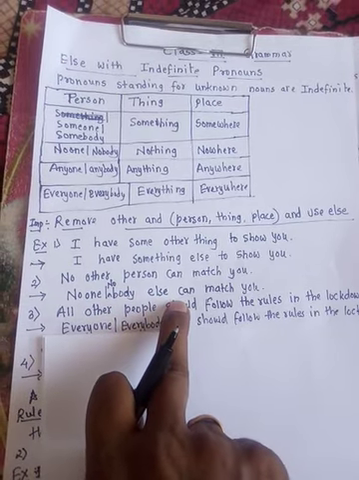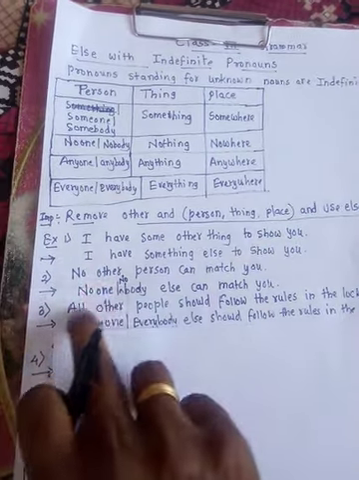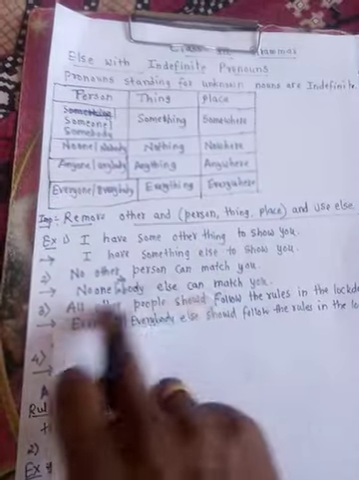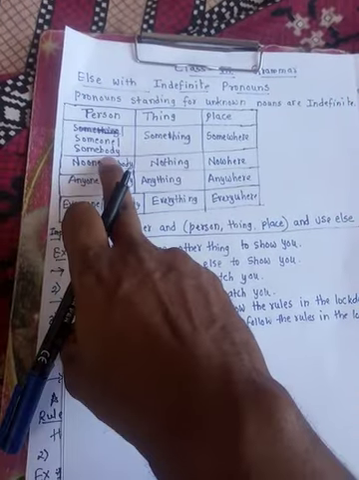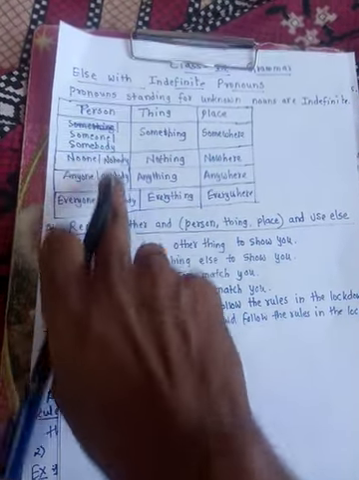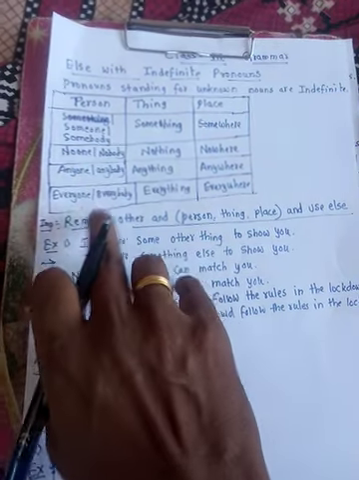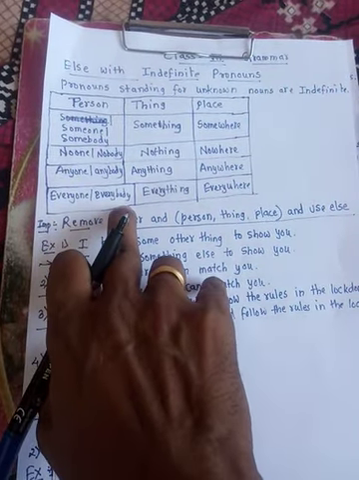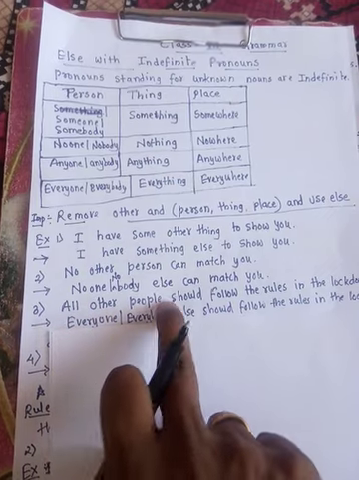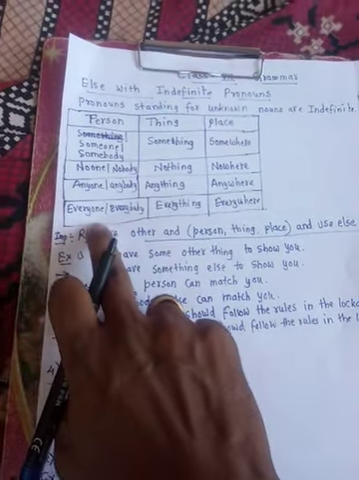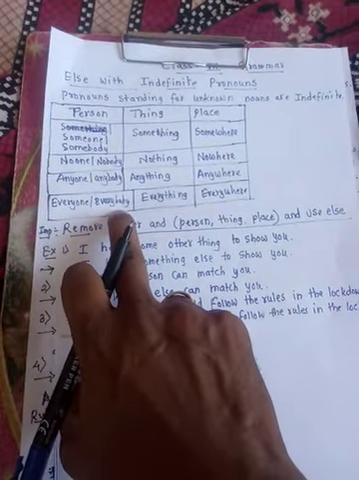Now which word is similar to this phrase in this table? All other people. Can we take someone? No, it is singular. Can we take no one? No. We should take everyone or everybody, because all other people means all. So this everyone or everybody means all.